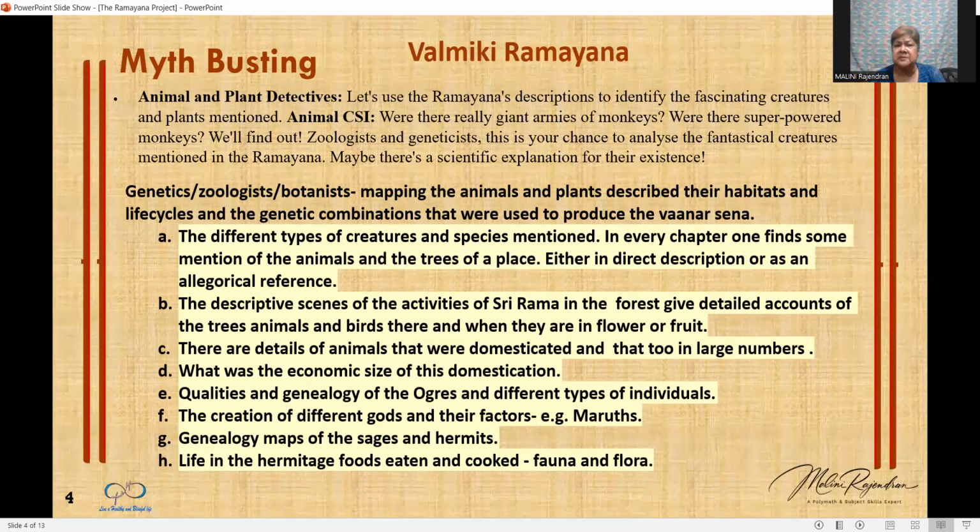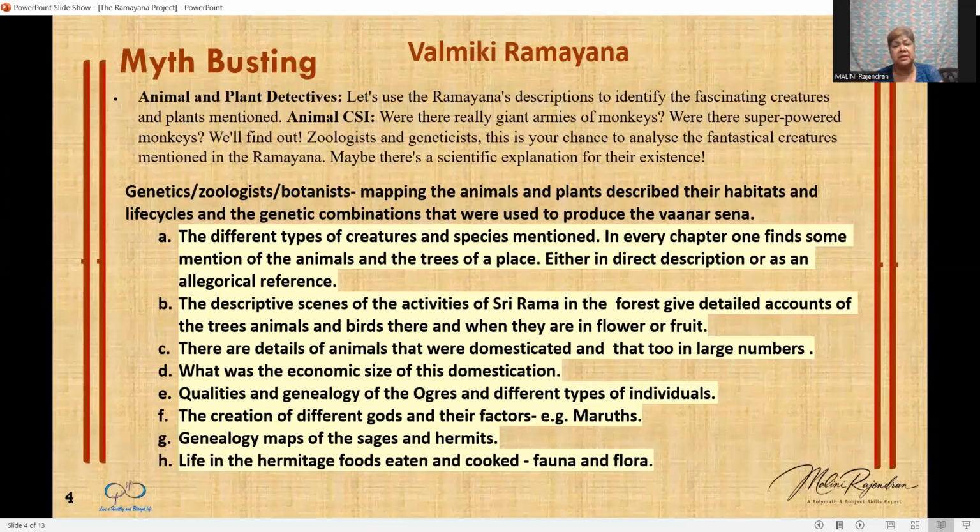You know, different types of species were created through crossbreeding, which is clearly shown in chapters in the Ramayana. Then there are descriptive accounts of Rama in the forest, which give detailed accounts of each region, each season. And then there are details of domesticated cattle in very large numbers, because every time cattle were donated in lakhs and in tens of thousands. And then there was the army. So what was the economic size of this domestication?